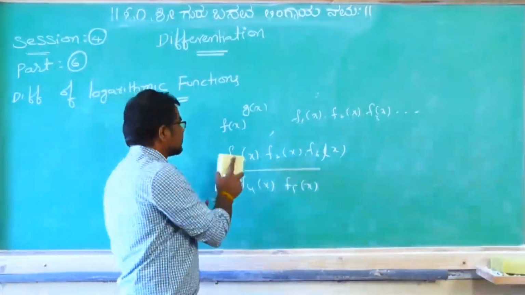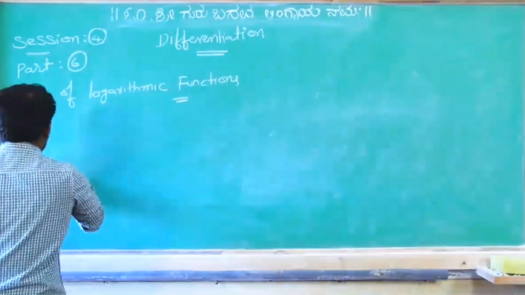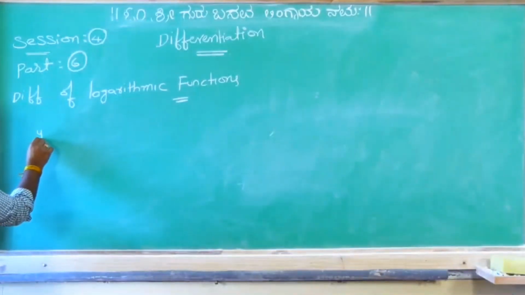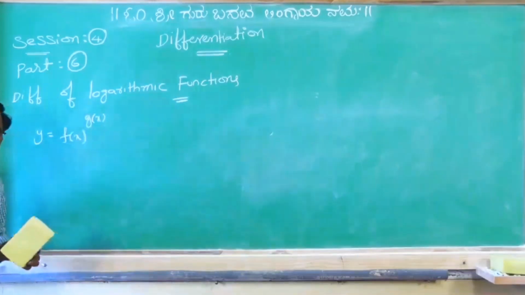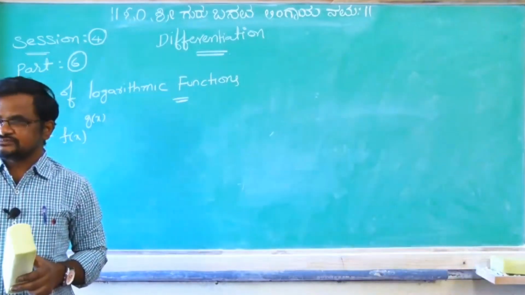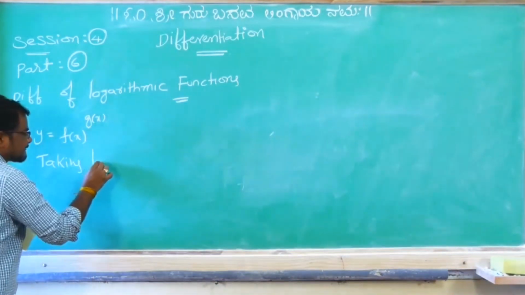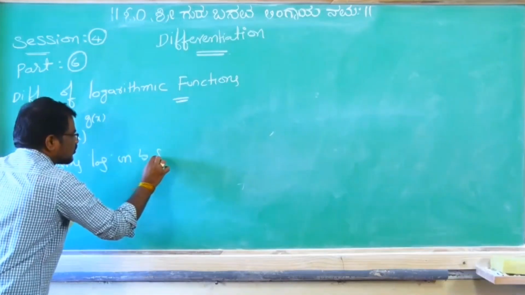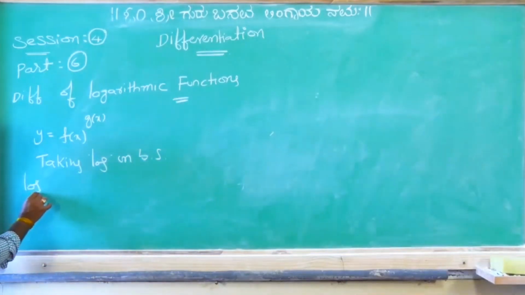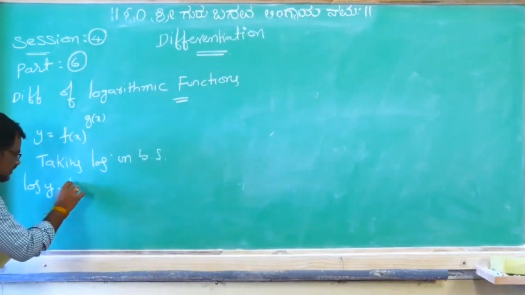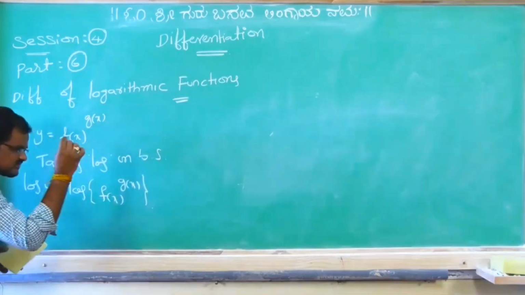Okay, now for example, if you take the first one, y equal to f of x whole power g of x is there. How to do the differentiation? For this one, first we have to take log on both the sides. So if you take log on both the sides, log y equal to log of f of x whole power g of x.